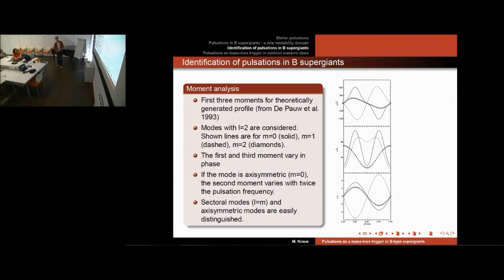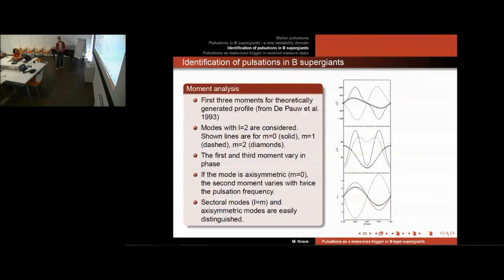This is an axisymmetric mode. Then we have the dashed line for M equals 1, and these diamonds are for M equals 2. So there's the first, second, and third. And what is very important, when you compare the first and the third, you see these moments always vary in phase. And this is a very strong indication that the line profile variability is caused by pulsations and nothing else.